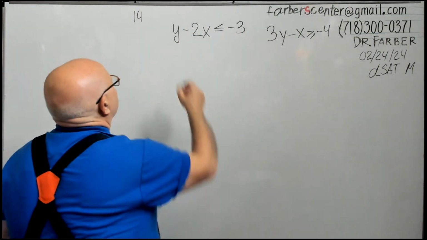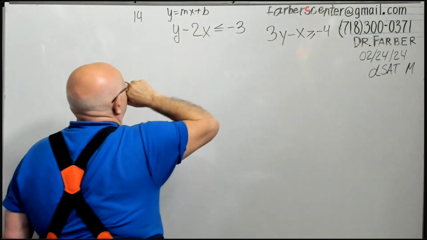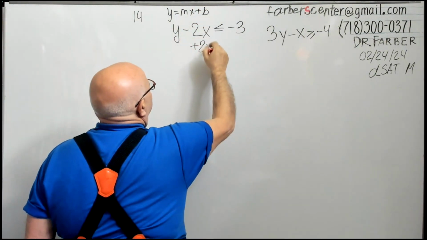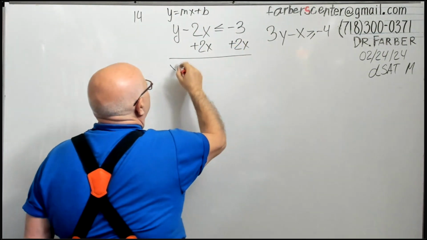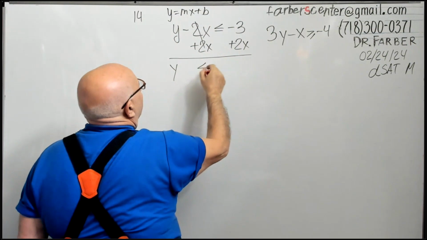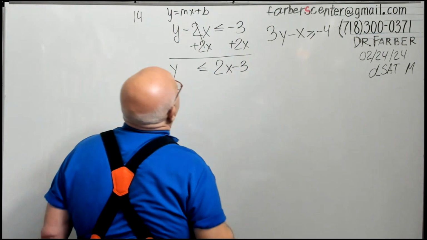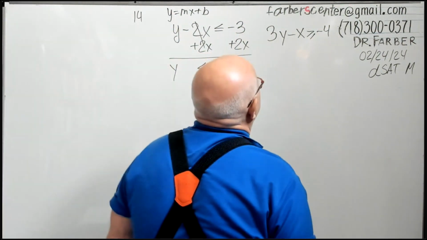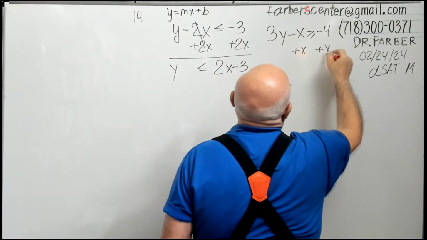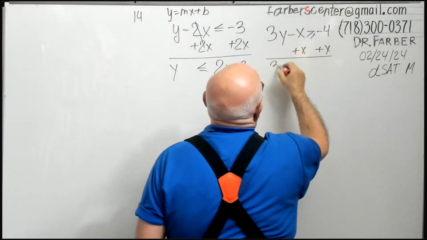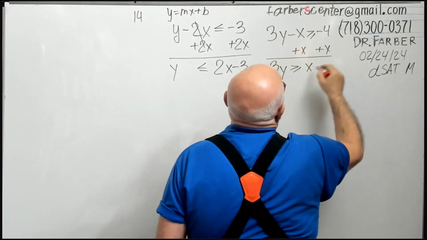Well, unscramble this into the format y equals mx plus b. Plus 2x and plus 2x. We got y, the terms cancel out, less than or equal to x minus 3. Unscramble this one, plus x and plus x. We got 3y greater than or equal to x minus 4.